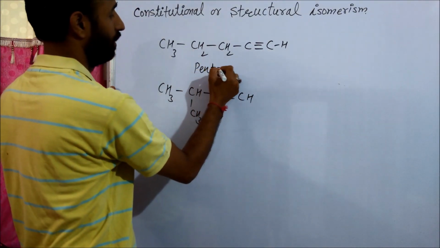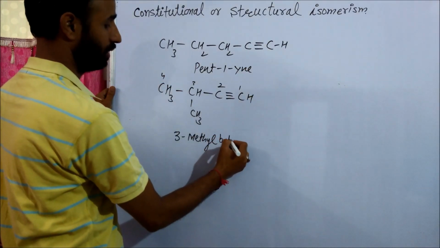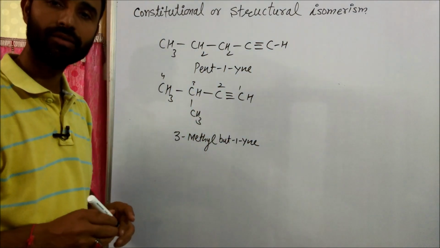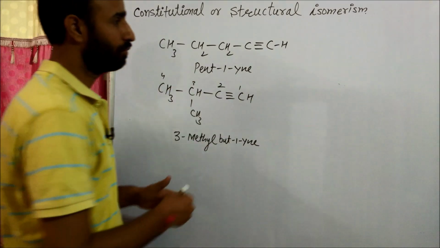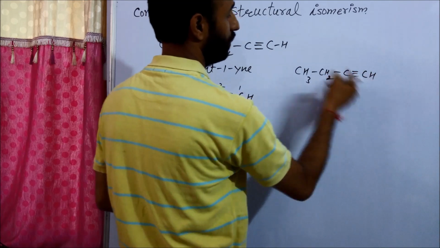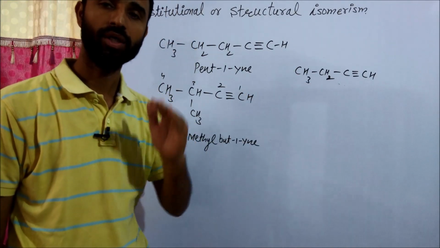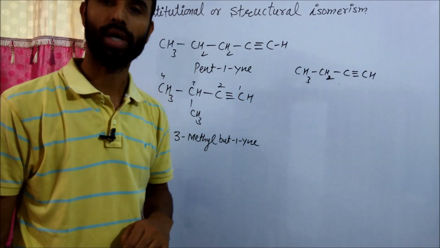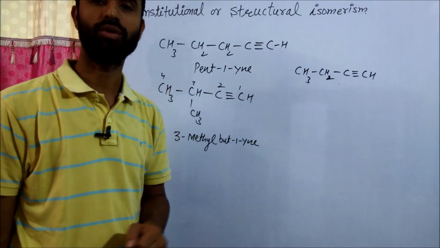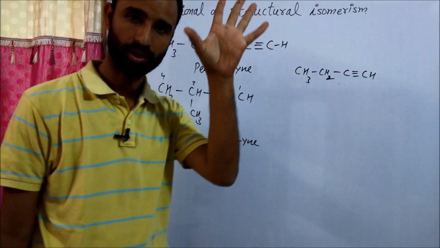So these are chain isomers: pent-1-yne and 3-methylbut-1-yne. They are chain isomers. But if we have butane with 4 carbons, we cannot have a chain isomer of but-1-yne. So keep in mind, except alkyne, all other molecules need 4 carbons to show chain isomers. Right?